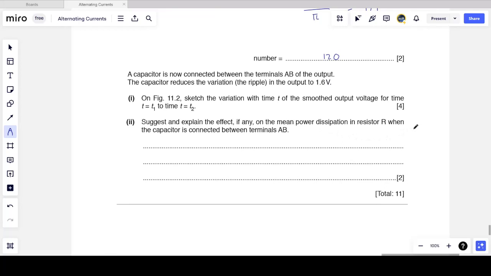Now the last question says we should suggest and explain the effect, if any, on the mean power dissipation in resistor R when the capacitor is connected between the terminals A, B. Now the power, the mean power, is proportional to V squared. The resistor is not changing. But what I can see is that the potential difference is increasing. The average potential difference is increasing. The mean potential difference is increasing.